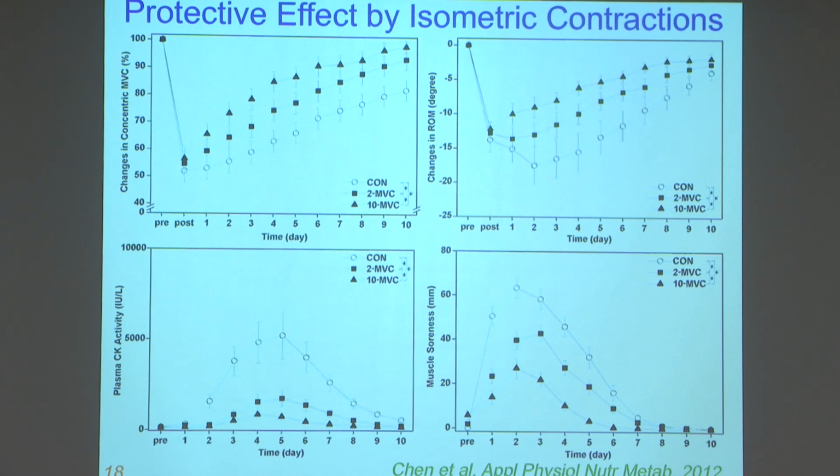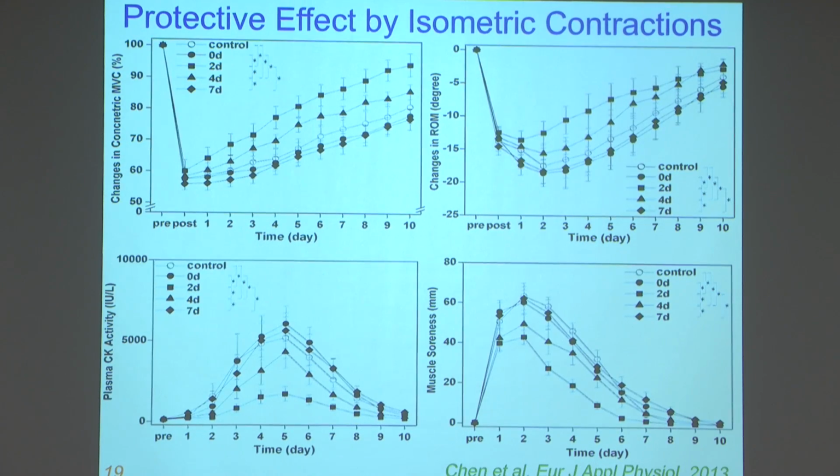So if you perform 2 maximal isometric contractions prior to maximal eccentric contraction, much faster recovery of strength, much faster recovery of the range of motion, much less soreness, much smaller increase in CK activity. If you perform 10 times, much greater effect. So only 2 or 10 maximal isometric contractions at long muscle lengths can protect muscle damage to some extent.